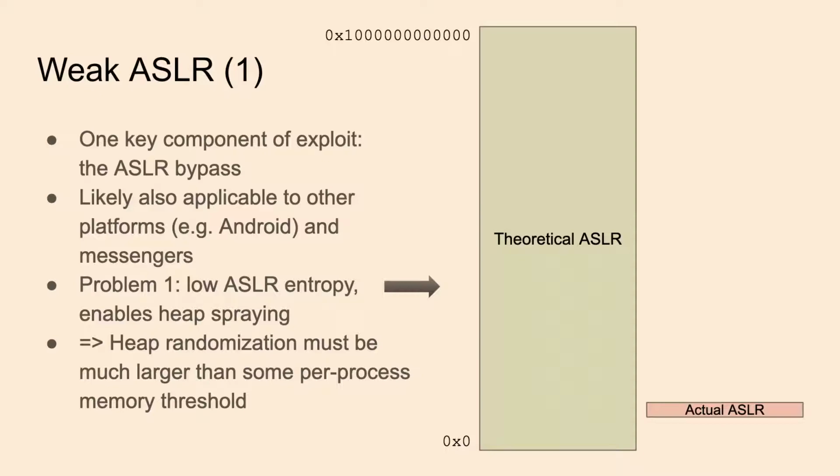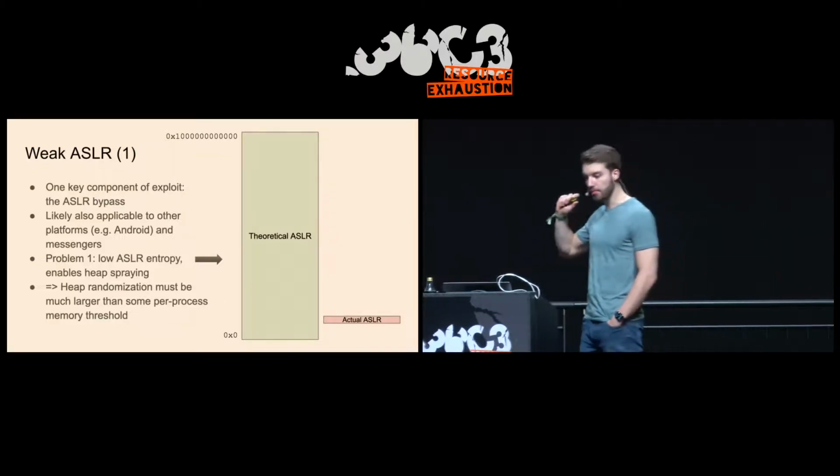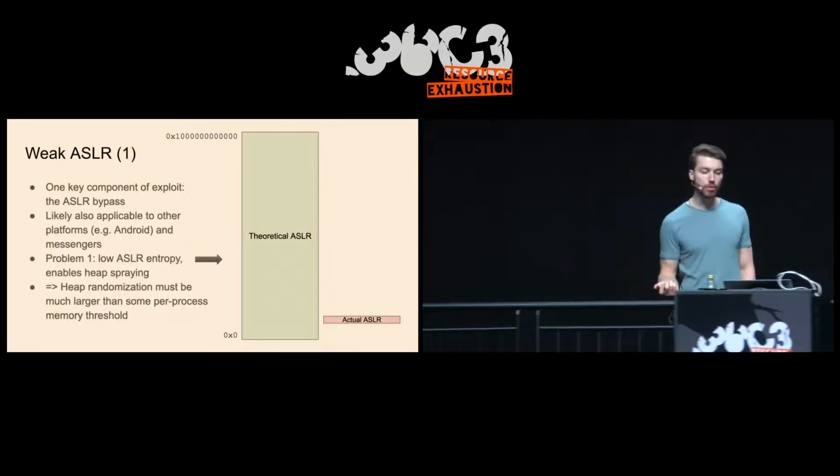So Android has a very similar problem with mappings being at the same address across processes. And other messengers have these receipts and so on. So I think a lot of this applies not just to Apple, but to Android and to other messengers. But okay, what is the first point? So weak ASLR, this is basically the heap spraying, which is just too easy. This shouldn't be so easy.